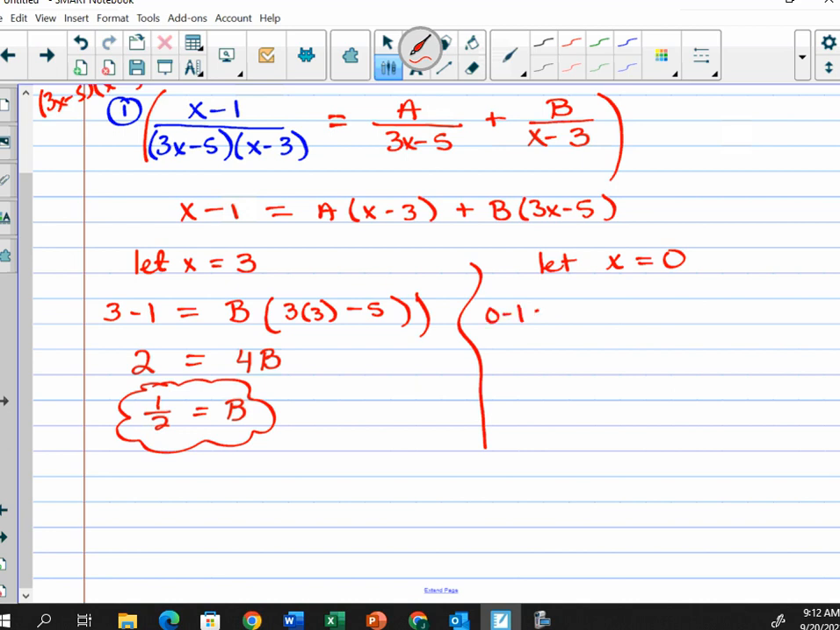So I'm going to say 0 minus 1 equals a times 0 minus 3 plus, instead of b, what do I want to write? 1/2. So I do have a fraction, but it's better than 5/3. Times 3 times 0 minus 5. And again, you can obviously do some of that in your head. All right, so I have -1 equals, are we okay with -3a? Okay, and then do we see -5/2?